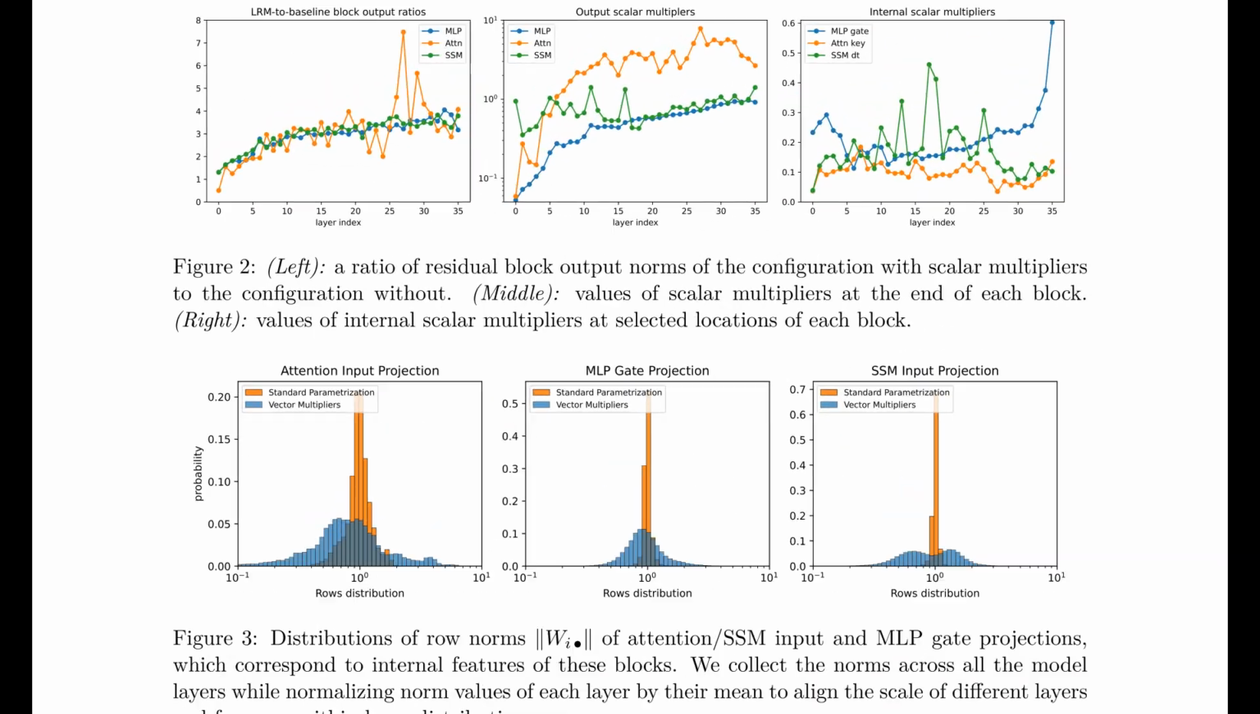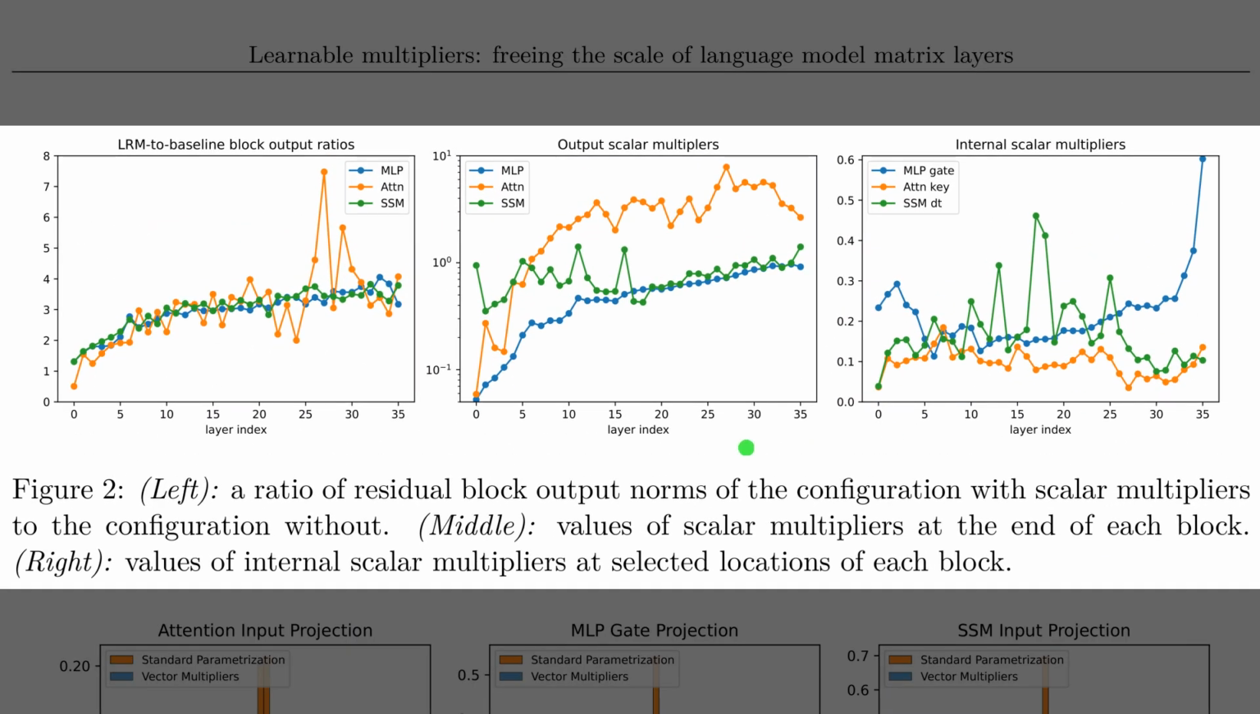While Figure 3 focused on width, Figure 2 shifts the analysis to depth-wise scaling. The leftmost chart tracks the ratio of block output norms with learnable multipliers against the baseline. You can see a clear upward trend where the ratio climbs well above 1, indicating that the model learns to significantly amplify the contribution of later layers to the residual stream.